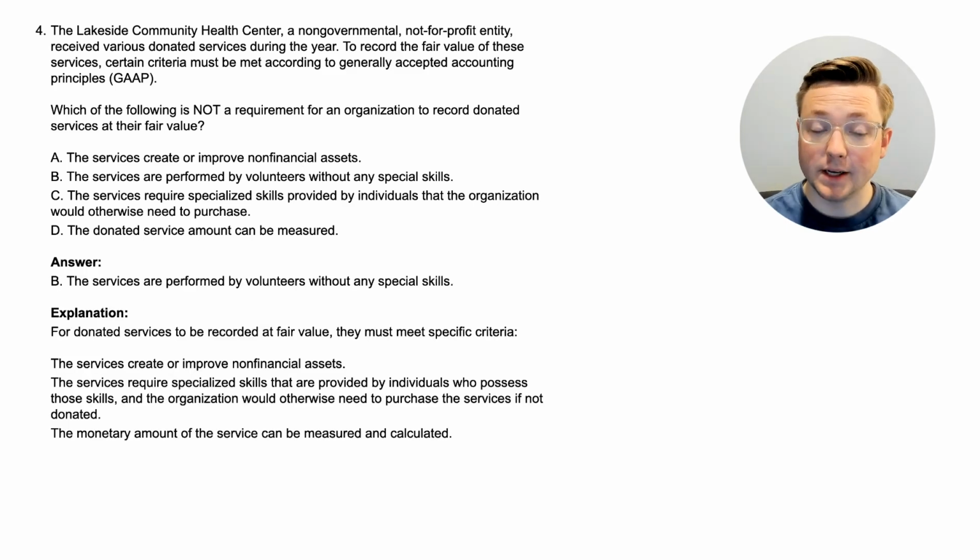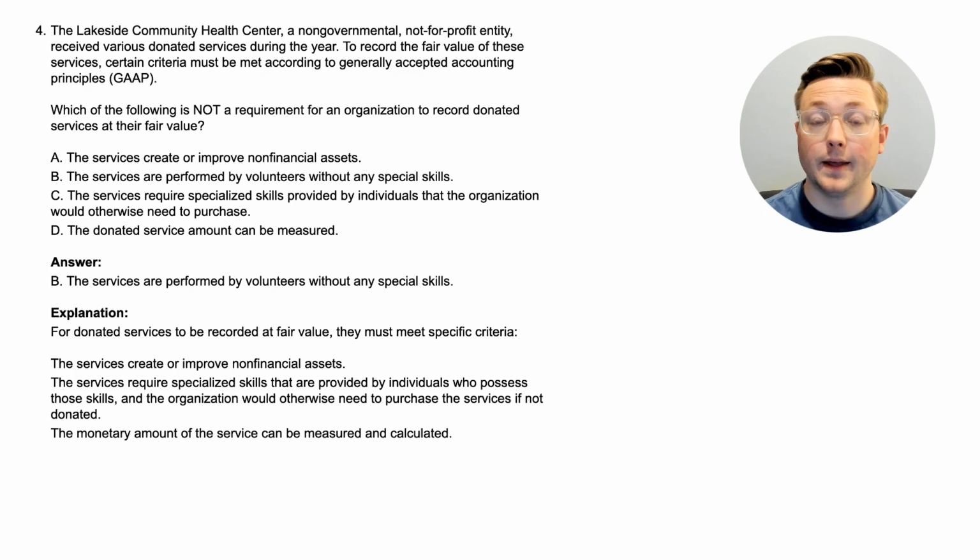All right, the answer is B. The services are performed by volunteers without any special skills. That's not one of the requirements. So let's just simply go over the requirements here. For donated services to be recorded at fair value, they must meet specific criteria. The services create or improve non-financial assets.